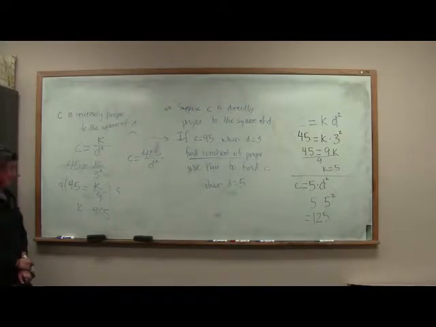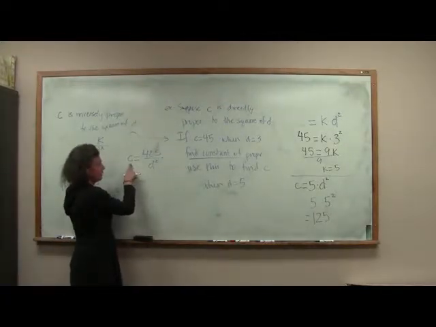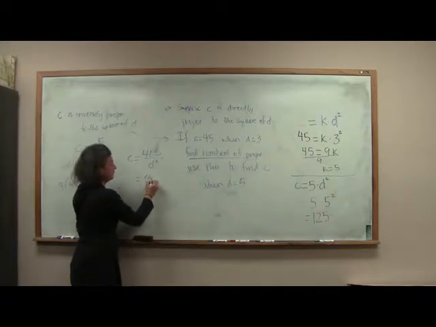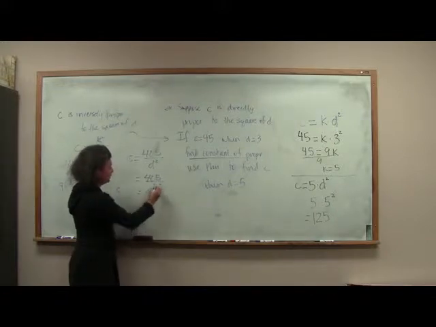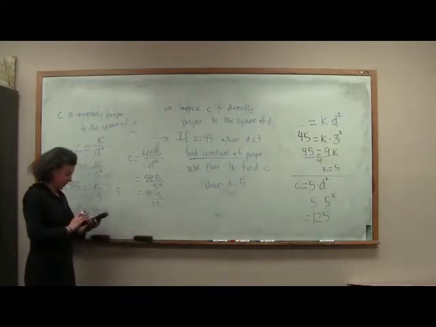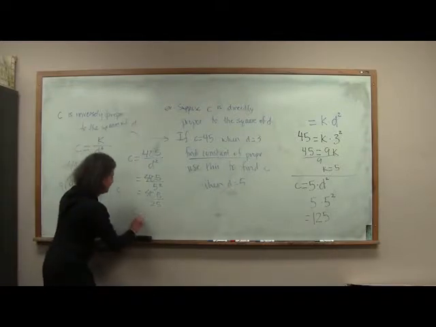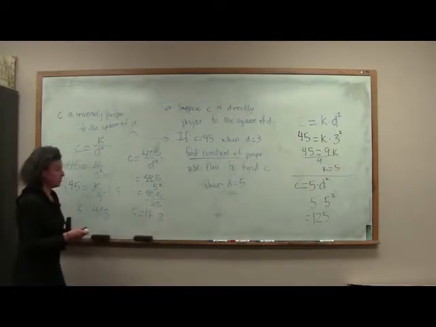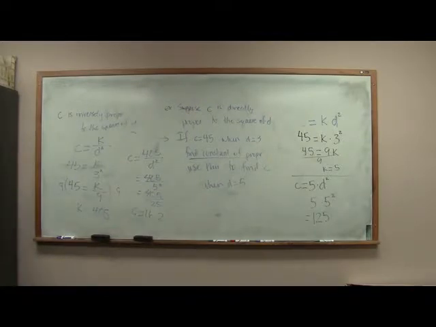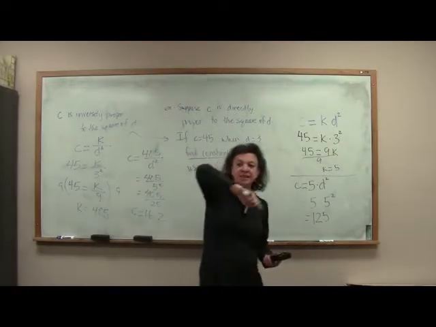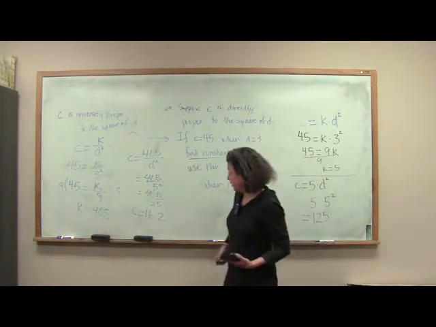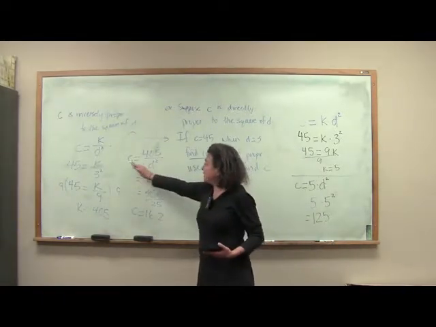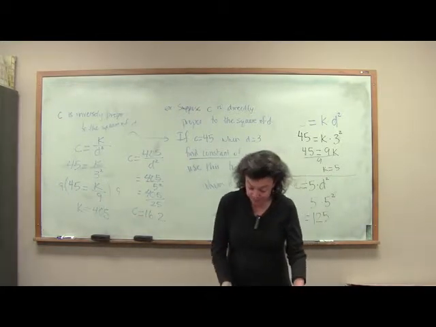All right. Now what we want to do is the last part. We want to use this to find the value of C when D is 5. So we'll take 405 divided by 5 squared, which is 25. And C here is 16.2. Okay? When things are directly proportional, as one increases, so does the other. When things are inversely proportional, as this increases, this guy will decrease.